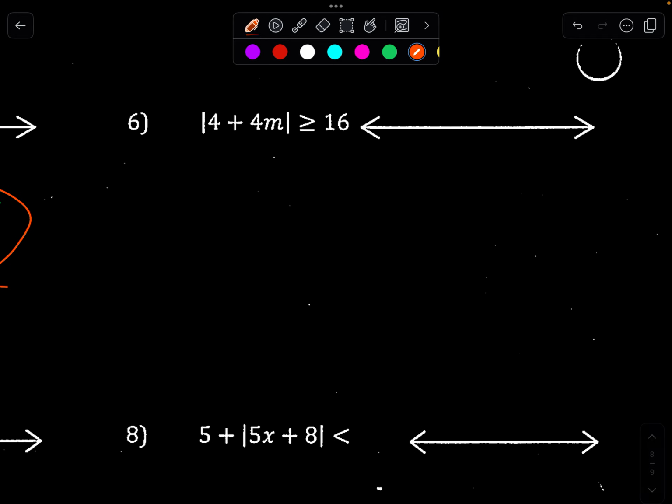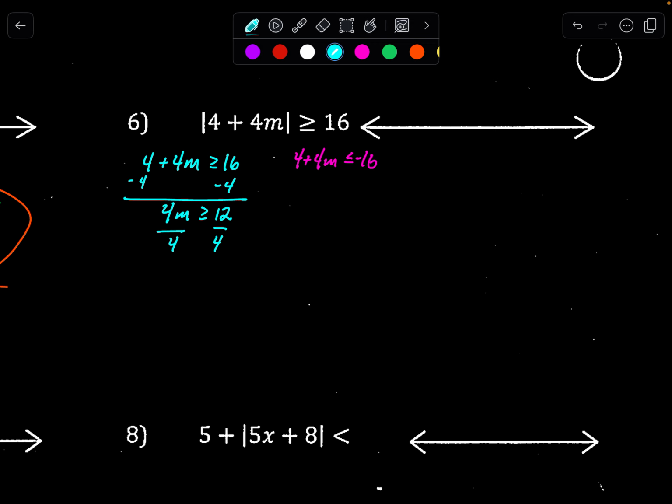Okay, already isolated. Split. 4 plus 4m greater than or equal to 16. 4 plus 4m less than or equal to a negative 16. Okay, subtract your 4, subtract your 4. 4m greater than or equal to 12. Divide off your 4 from both sides. m greater than or equal to 3.